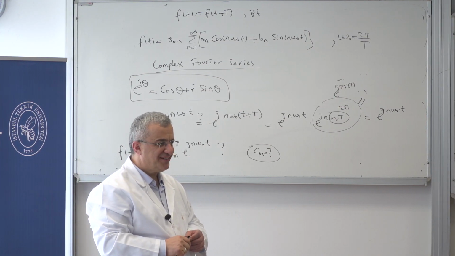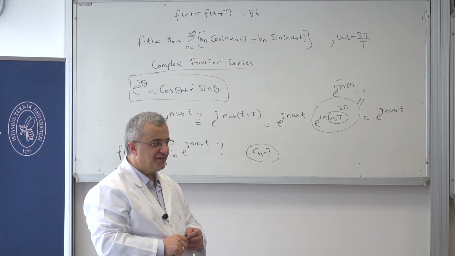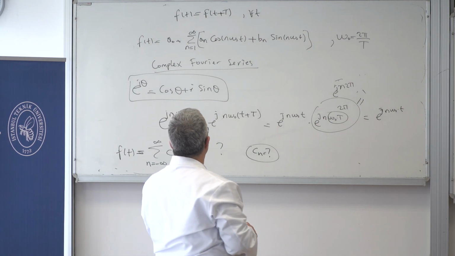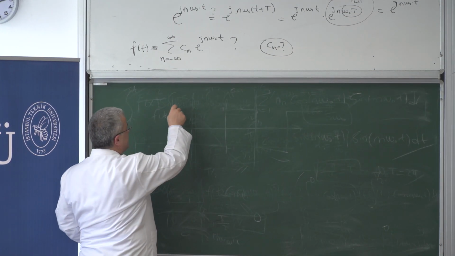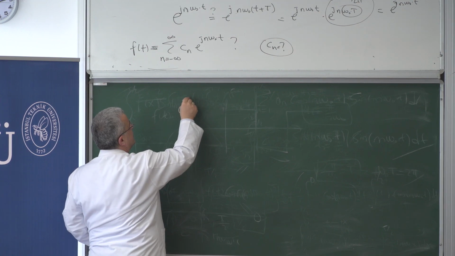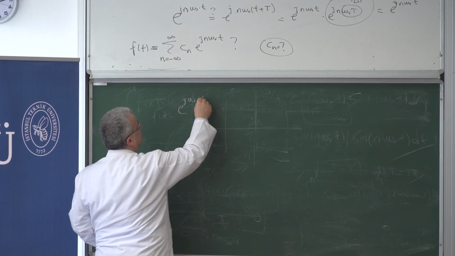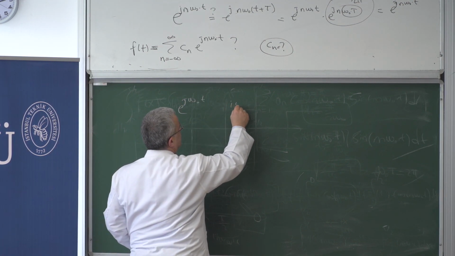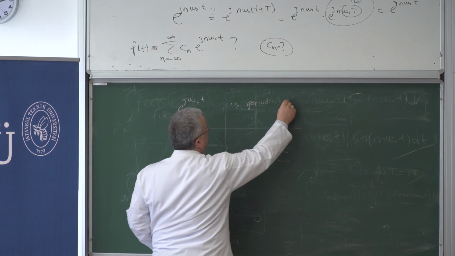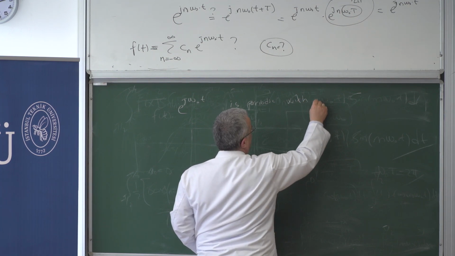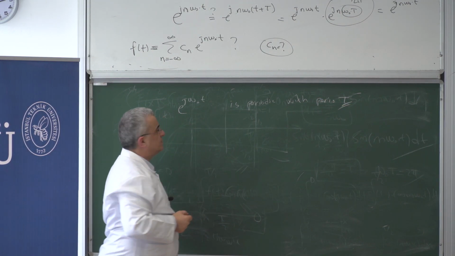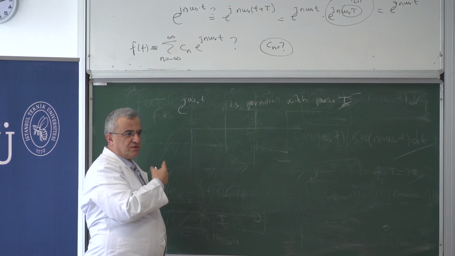Yes. I mean, I understand all the equations, but something is missing, but I don't know what is missing. Okay, let me repeat this. What we are saying is that e to the j omega 0 t is periodic, okay? With period T. Do we agree on this one? Do you understand this one?